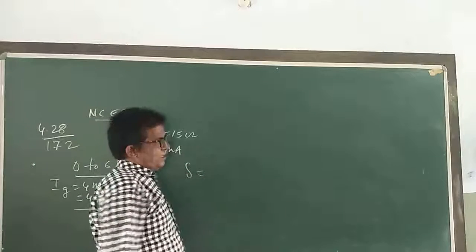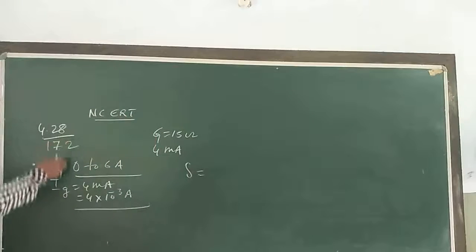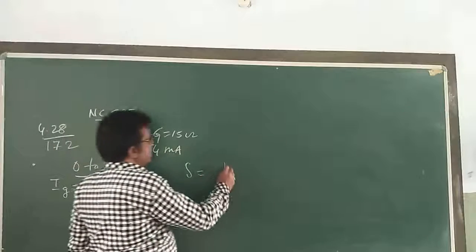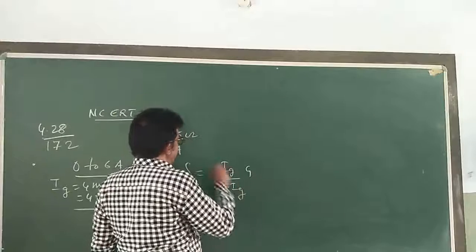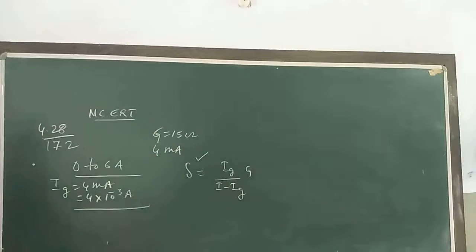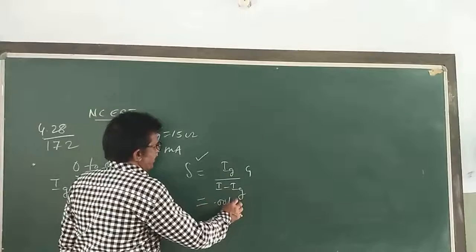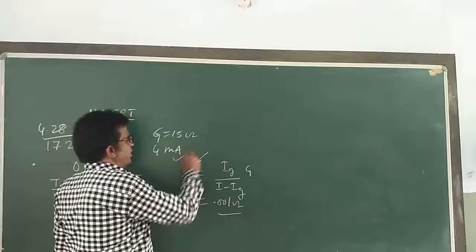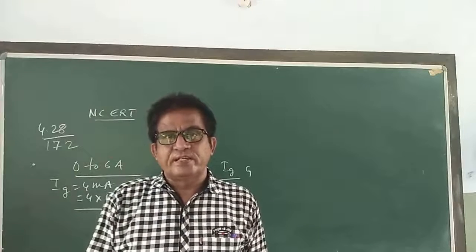So the formula, you must know, for the value of the shunt resistance is Ig into G divided by I minus Ig. All the values you are having, put them here and get the answer. That is around 0.001 ohm. So dear children, this is the way. It's a very important question, a 1 mark question. So be ready for this.